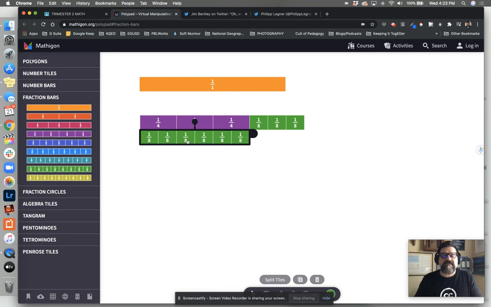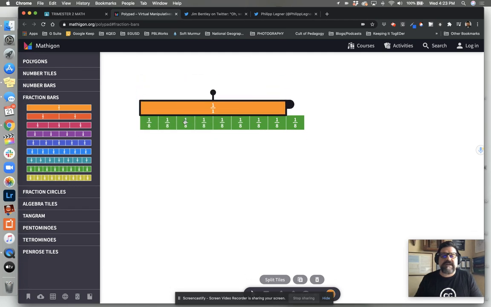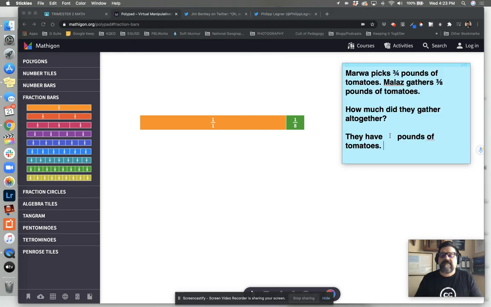So I could say 3/4 plus 3/8 is really like saying 6/8 plus 3/8, and that gives me, whoa, something bigger than one. In fact, it looks like it's 1/8 bigger than one. If I bring my 1/8 down and cover, oh yeah, 3/4 plus 3/8 is actually 1 and 1/8. If I'm looking at how much tomatoes Marwa and Malaz have together, they have 1 full pound of tomatoes and 1/8 more pounds as well.